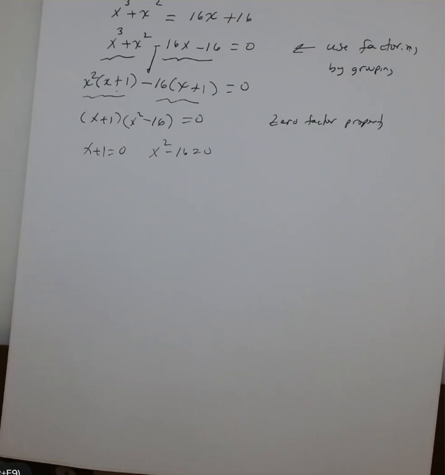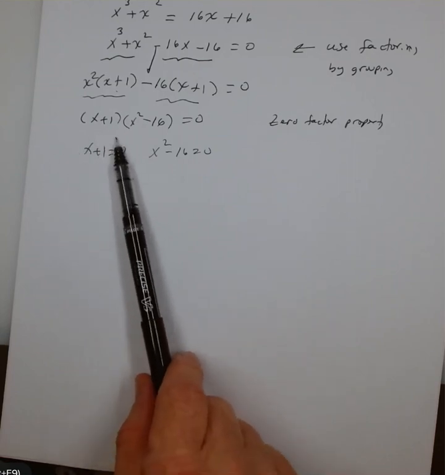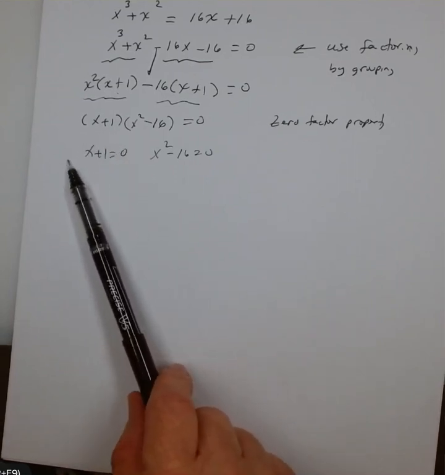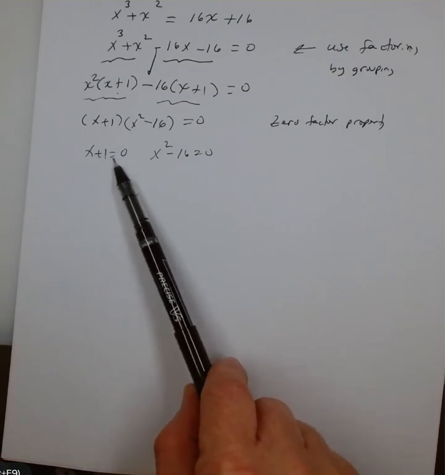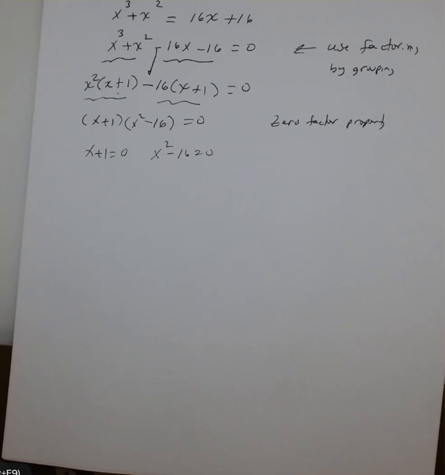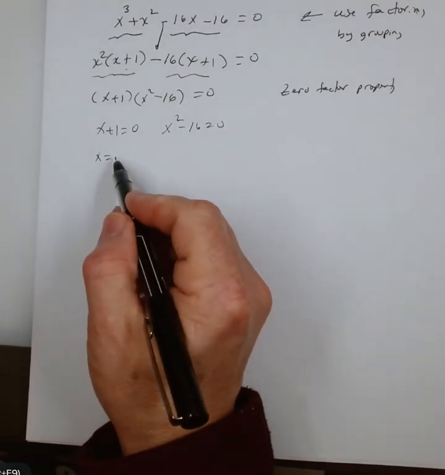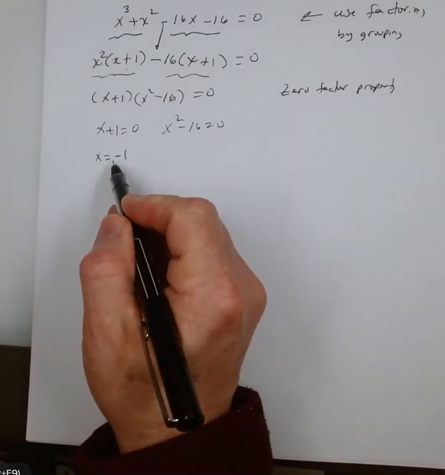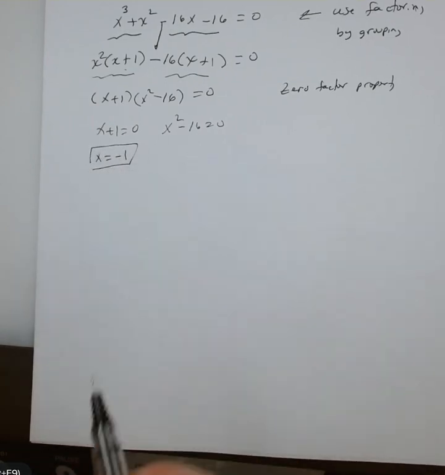So I have two equations. The first one is what kind of equation? Linear. The second one is what kind of equation? Quadratic. In that first equation, what's x? That's easy. Negative 1. All right, now let's think about the second. Think about the best way to solve that second equation, which is quadratic: x squared minus 16 equals 0.